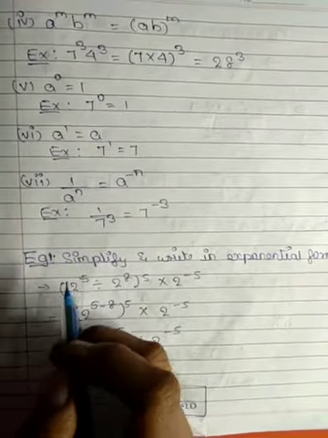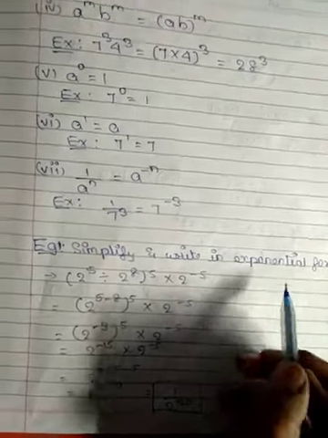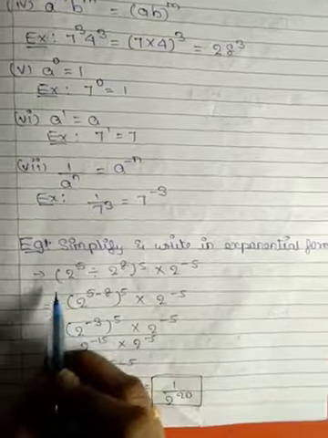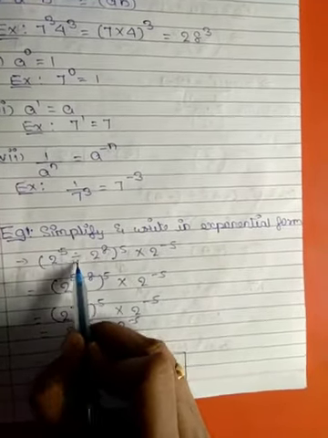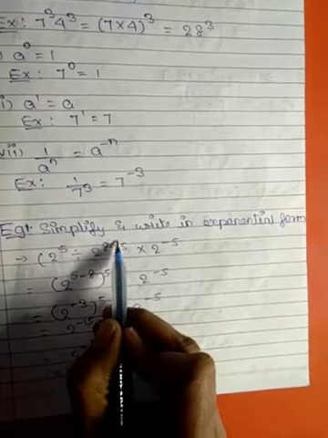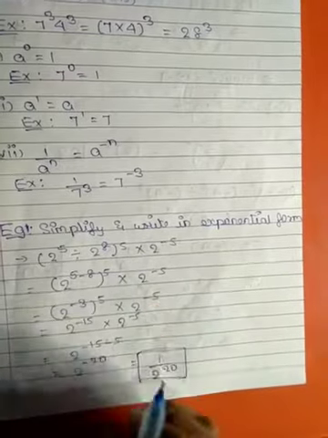Let's take an example to simplify and write in exponential form. How will we write it? So here a question is this: 2 raised to 5 divided by 2 raised to 8, the whole raised to 5, multiplied by 2 raised to minus 5.